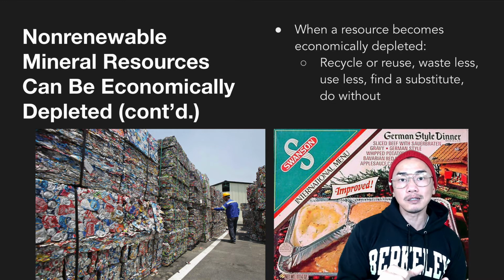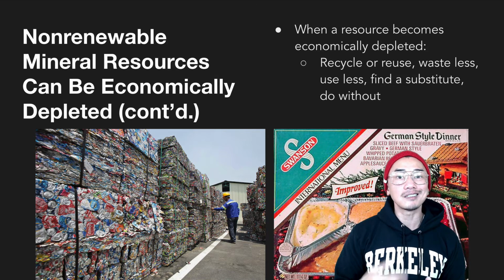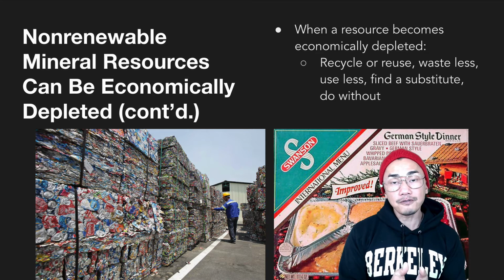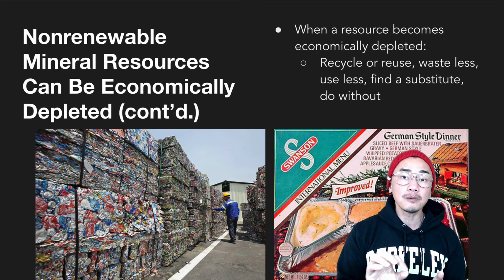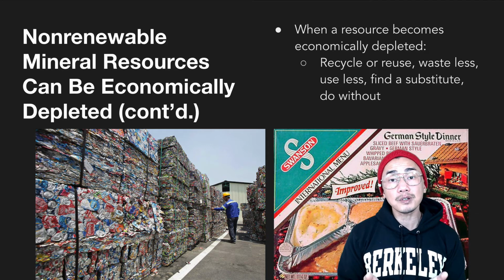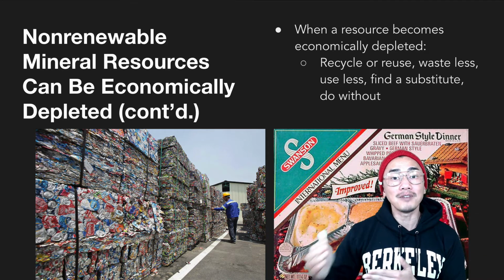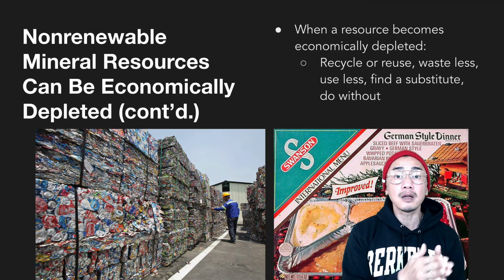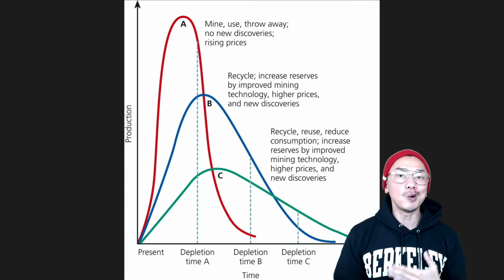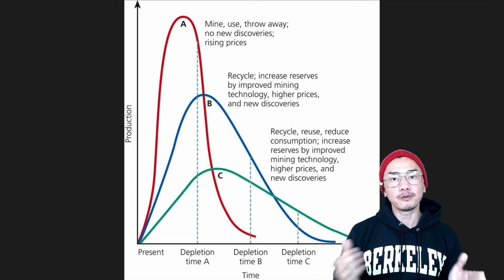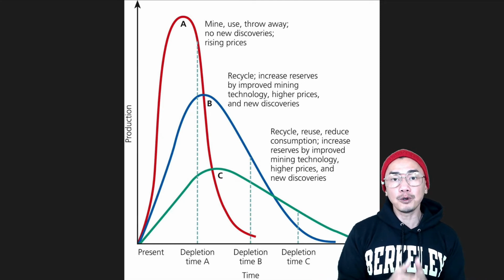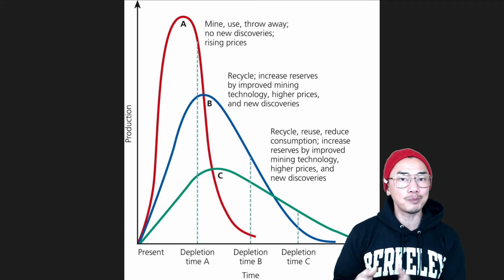Things like recycling, reusing, wasting less, using less, finding a substitute, or doing without. The photo on the left shows aluminum recycling. The photo on the right shows how TV dinners used to come in aluminum trays, but have now been replaced by things like paper and plastic. This graph shows how alternatives like recycling, reusing, and reducing consumption can extend the life of a mineral resource and decrease depletion time.